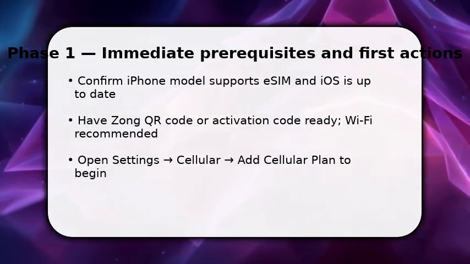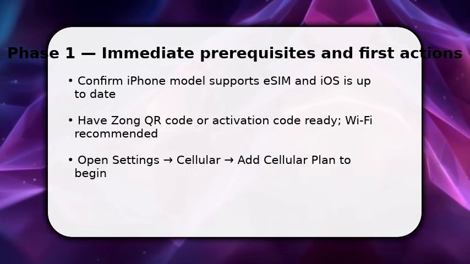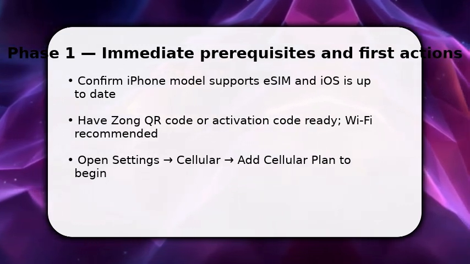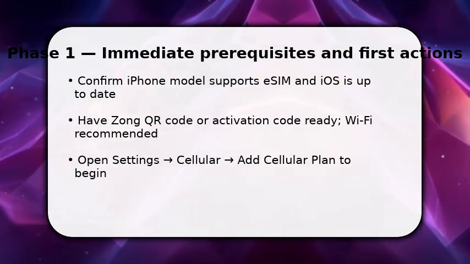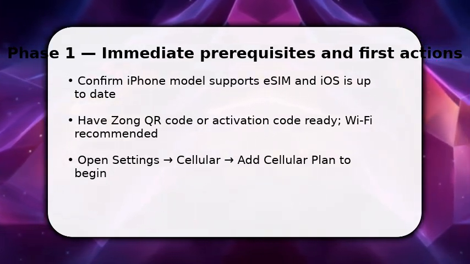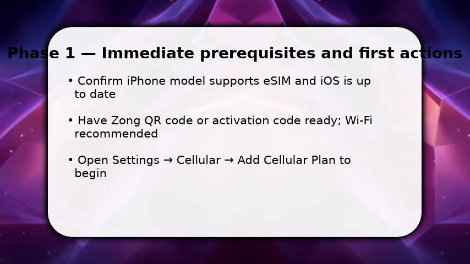Then open Settings, tap Cellular, and choose Add Cellular Plan. Follow the scanner prompt. You do this now because it creates the virtual SIM profile, so the phone can register on Zong's network without removing your physical SIM.